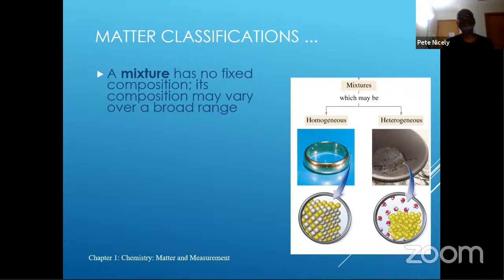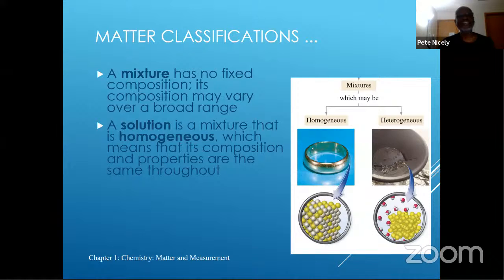So if you have, for example, a mixture of, let's say, ethanol and water, well, it could be a 50-50 mixture, or you could have 25 grams of water with 75 grams of ethanol, or vice versa. In fact, you literally can have an infinite number of possible composition ranges when it comes to a mixture, okay? So when it comes to mixtures, there are two types.